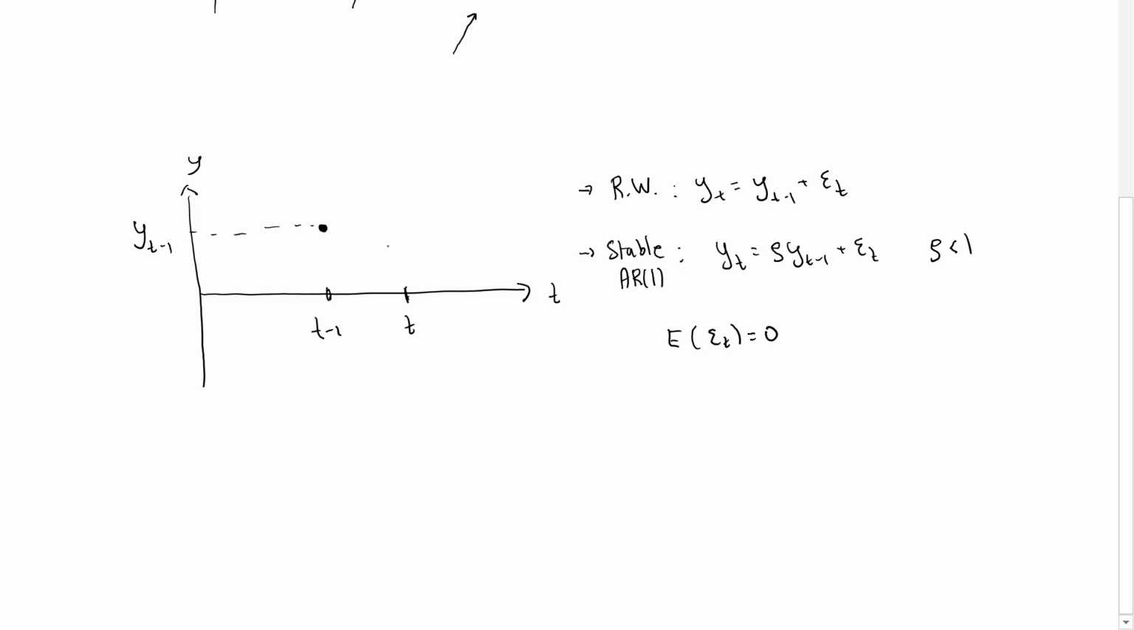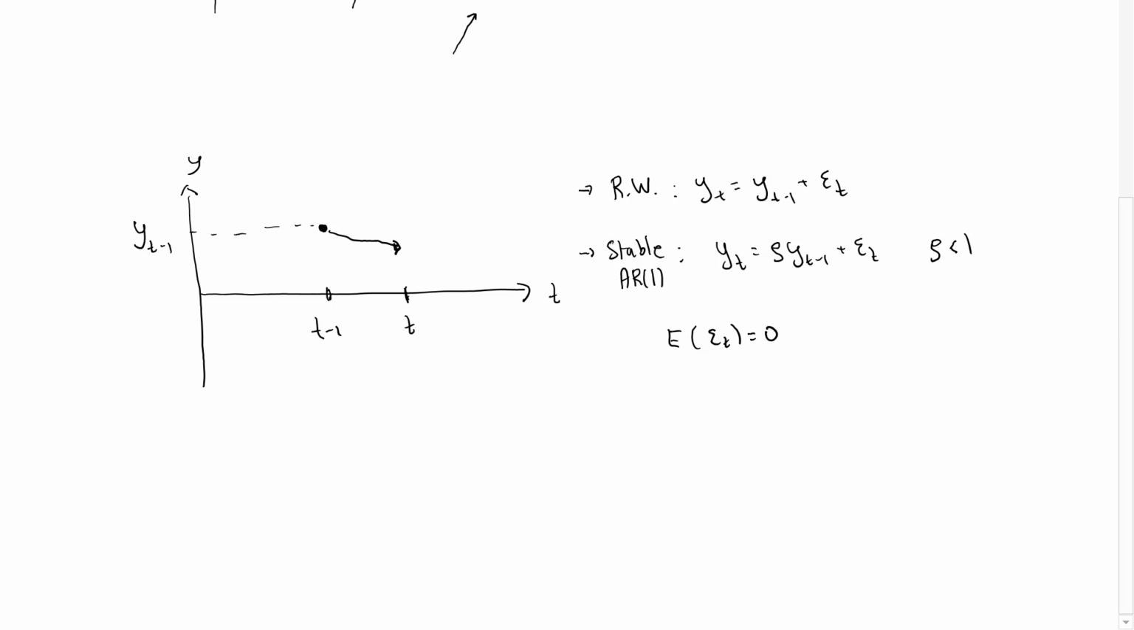On the other hand, if we look at the stable AR1 process, it says that y in period t is equal to rho times whatever value it was in t minus 1. Let's say that rho is 0.9. That would mean that y in period t is 90% of the value in t minus 1. That means that it goes towards 0. Now this is the expected value of yt.